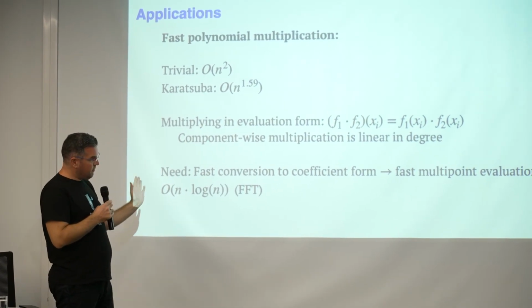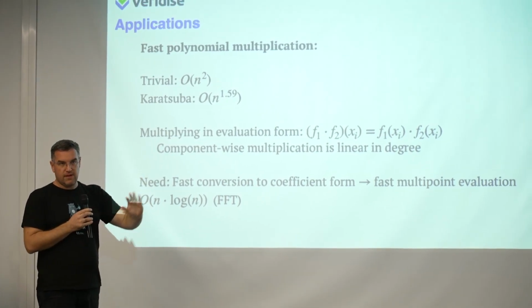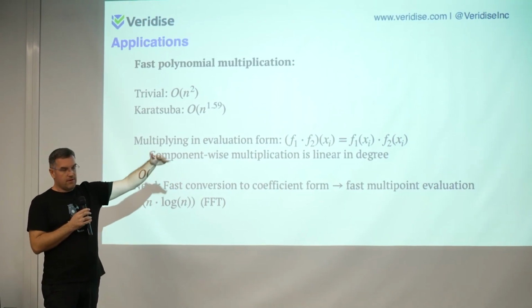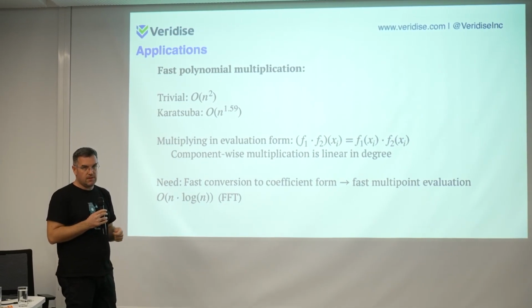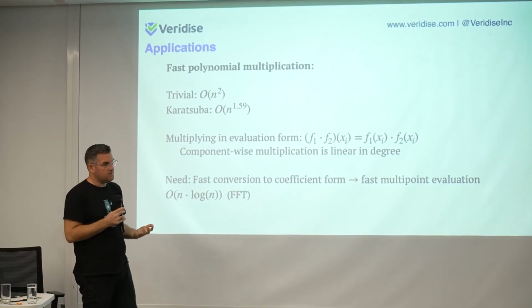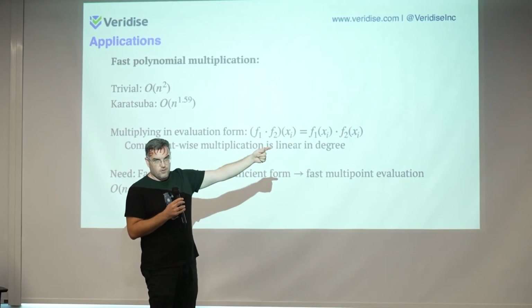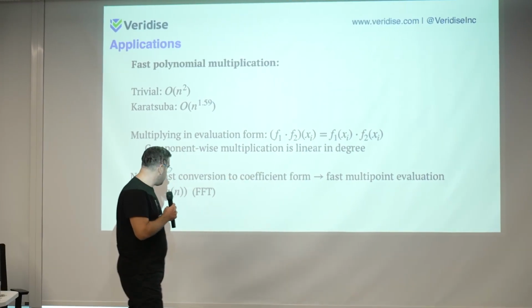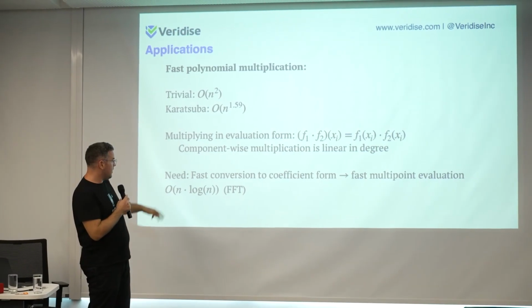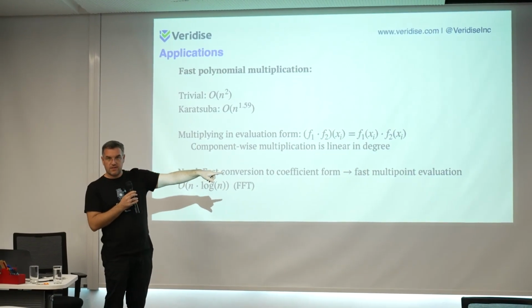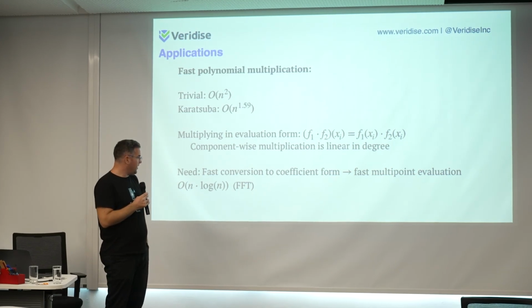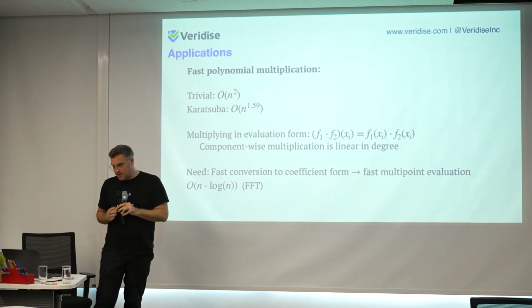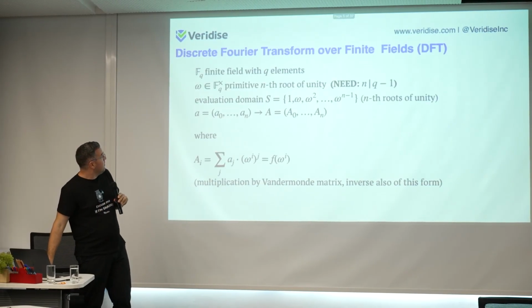But then you need to go back and forth between the evaluation form and the coefficient form. So you will need to be able to evaluate polynomials very fast, right? Because in the end, you want to go back to your polynomials. And for that, you will need what is called fast multi-point evaluation. Given a polynomial, you want to be able to evaluate it in a very fast way at many different points. And that's exactly where the fast Fourier transform comes into play.